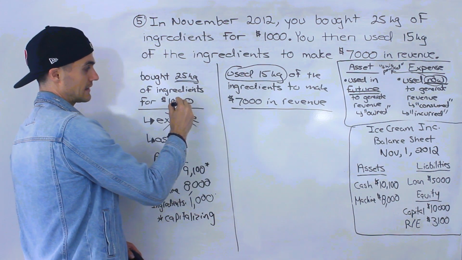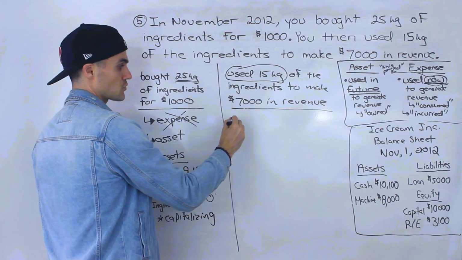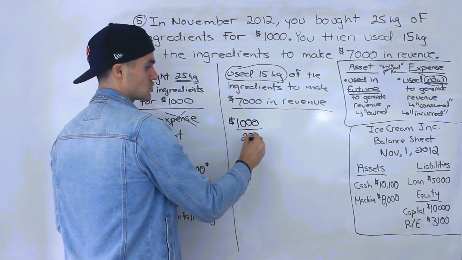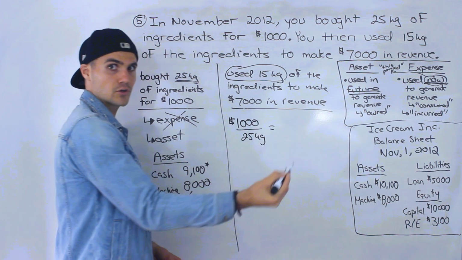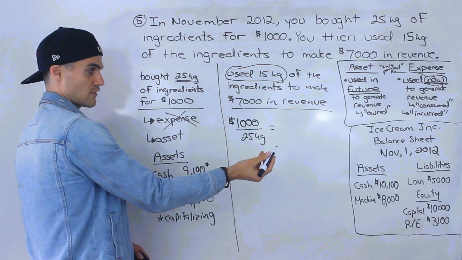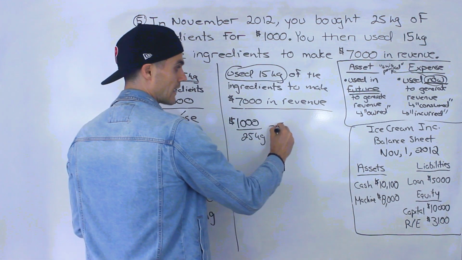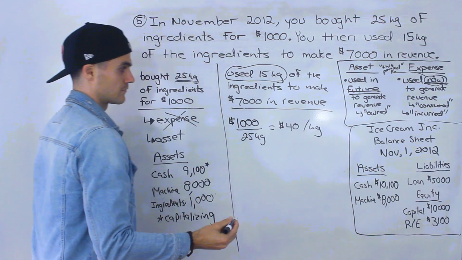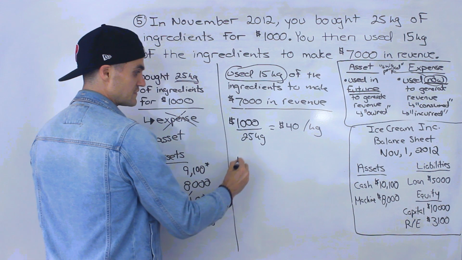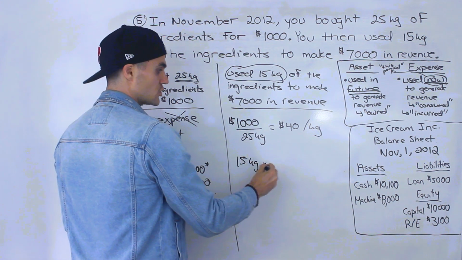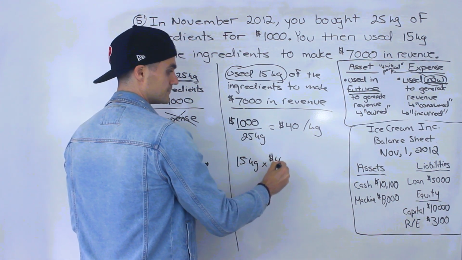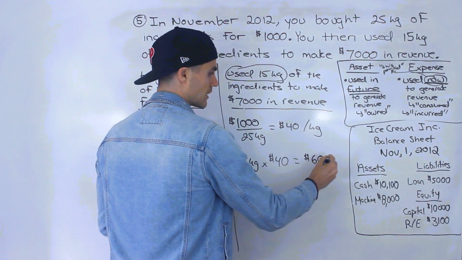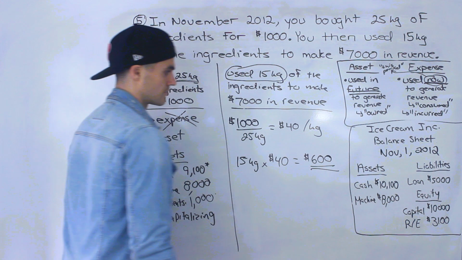The way we can get that dollar amount is we can figure out first, what did we buy? How much did the ingredients cost per kilogram? So we bought 25 kilograms for $1,000. When you do that, you would get $40 per kilogram. Then these 15 kilograms that are used, what's the dollar amount of that? Well, when you multiply these, that would end up being $600.